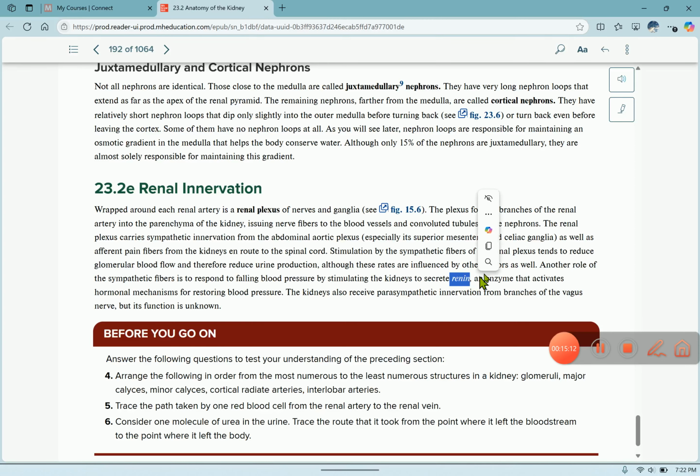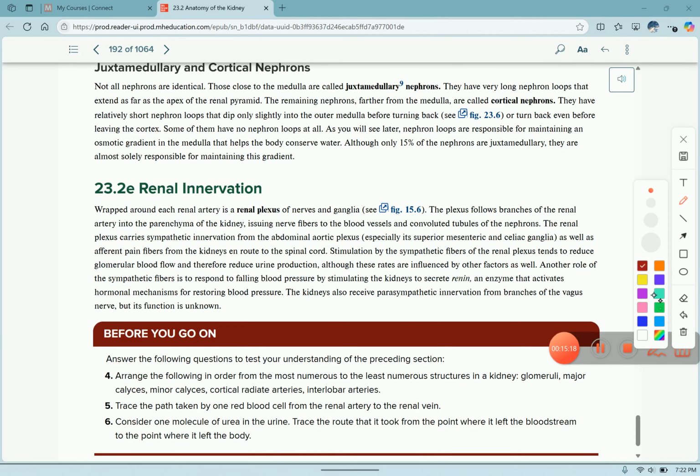Right, kidneys also produce renin, right? So that's part of the renin angiotensin aldosterone mechanism that we covered back in the endocrine system. So the kidney releases renin, and the liver releases angiotensinogen. In the presence of renin, angiotensinogen is converted into angiotensin 1. Angiotensin 1 is converted into angiotensin 2 because of ACE, angiotensin converting enzyme, which comes from the lungs.